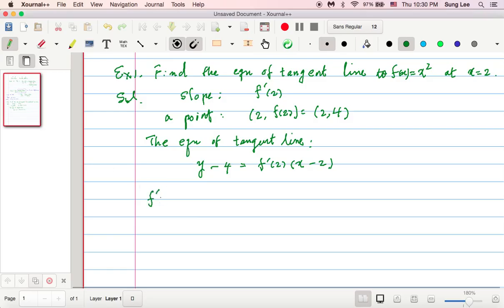finding f prime of 2. That's by definition the limit. I'm going to do this in two ways: using the original definition and then also the alternative definition, to show you the difference. So the limit as h goes to 0 of f of 2 plus h minus f of 2, all over h.